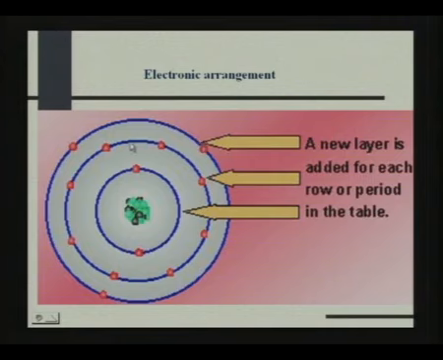As you go down a particular group, say the alkali metals: lithium, sodium, potassium, rubidium, as you go down, what will happen? The outermost electron will go further and further away from the nucleus. So this you must remember, and we will continue from this topic with periodicity of the elements.